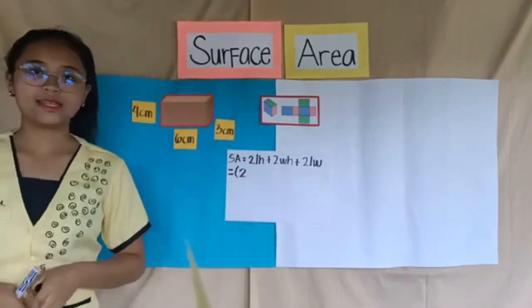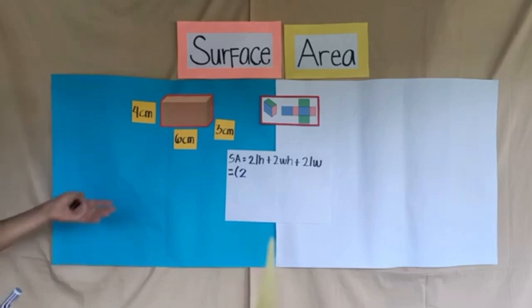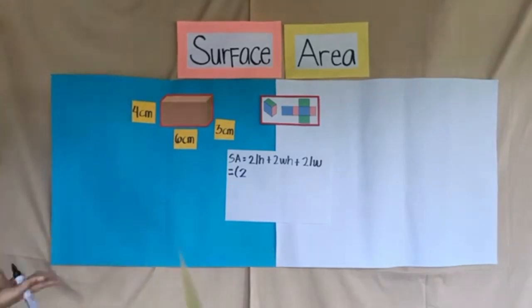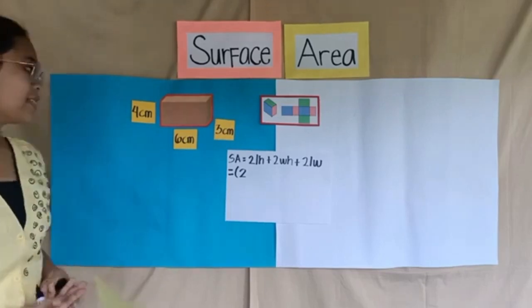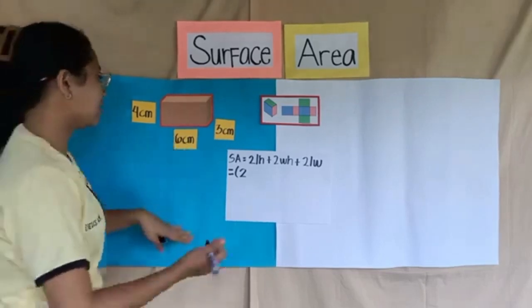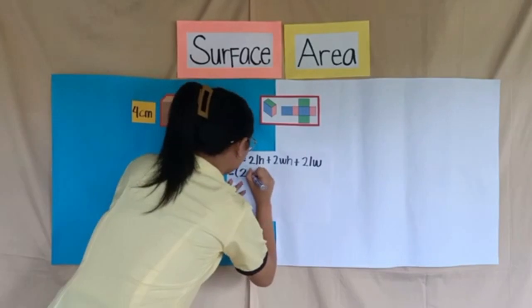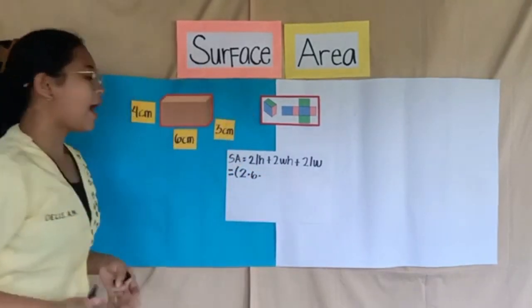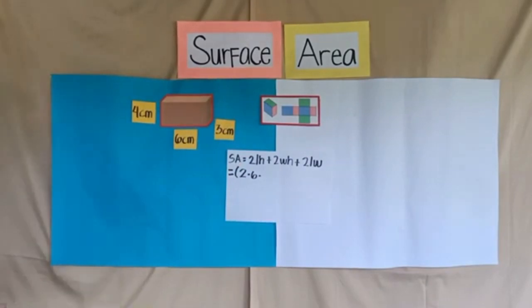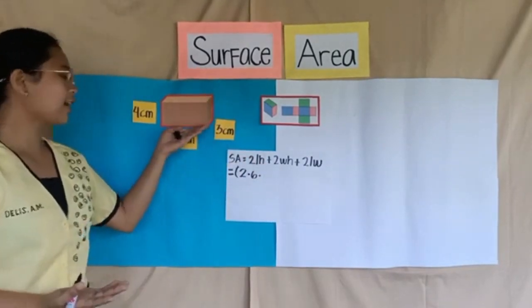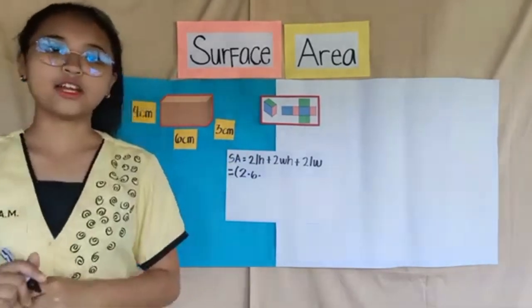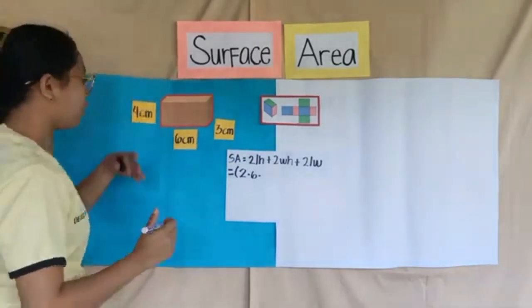Okay, so what is the length of the rectangular prism? Very good. The length of the rectangular prism is 6. Now, how about the height of the rectangular prism? Very good. The height of the rectangular prism is 4.